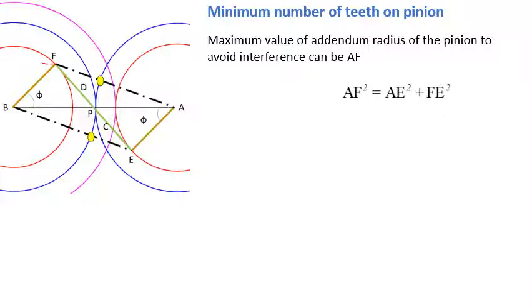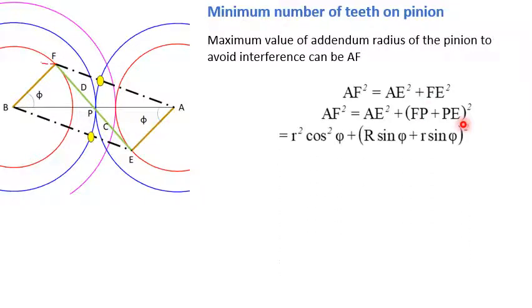AEF. This is the maximum length, therefore use Pythagoras principle. Therefore AF square is equal to AE square plus EF square. This EF can be written as FP plus PE.